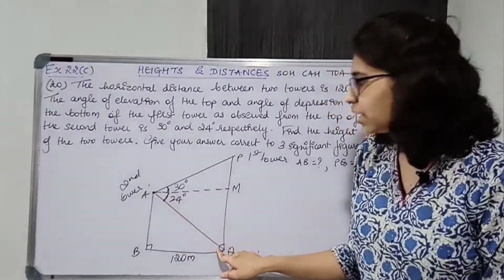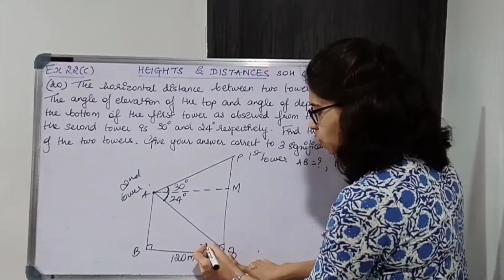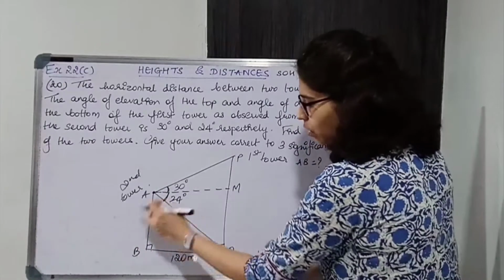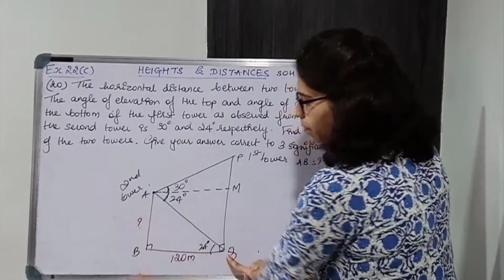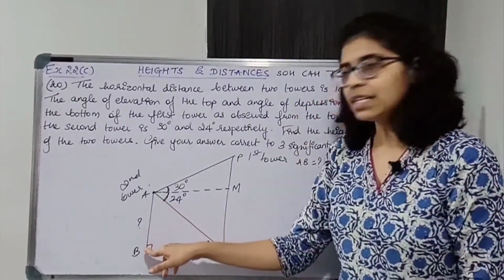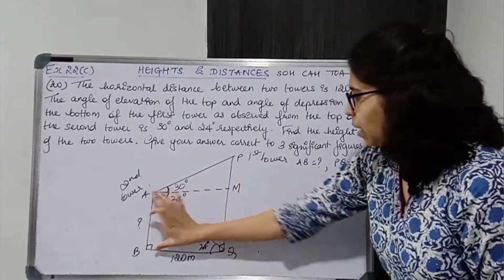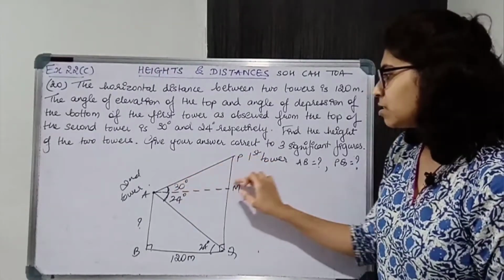Angle of depression दिया हुआ है of Q, तो angle of elevation भी मिल जाएगा. This is 24 degrees. So you can consider this triangle. When you consider this triangle, angle is given, side is given, you can easily find AB using trigonometric ratio. And to find PQ, AB is equal to MQ and PM you need to find. For PM you'll consider this triangle.